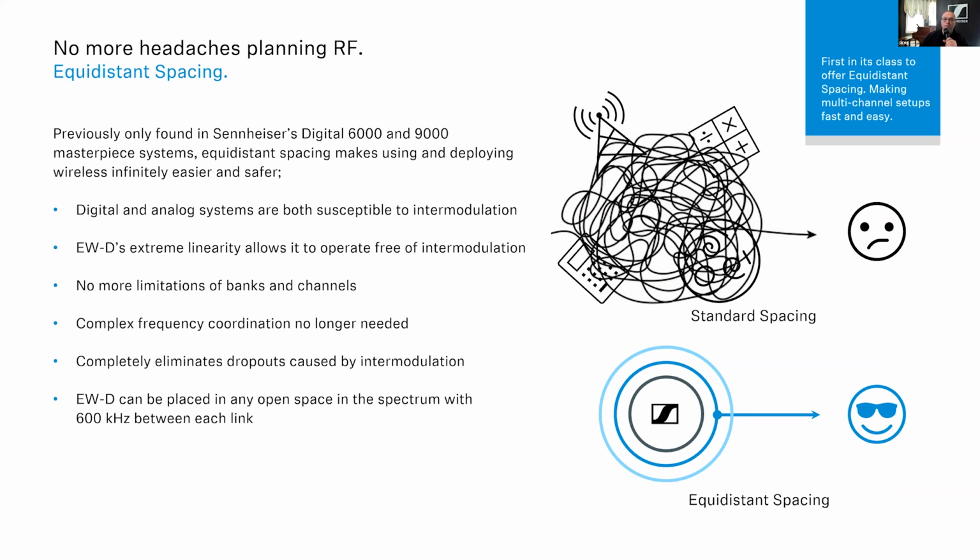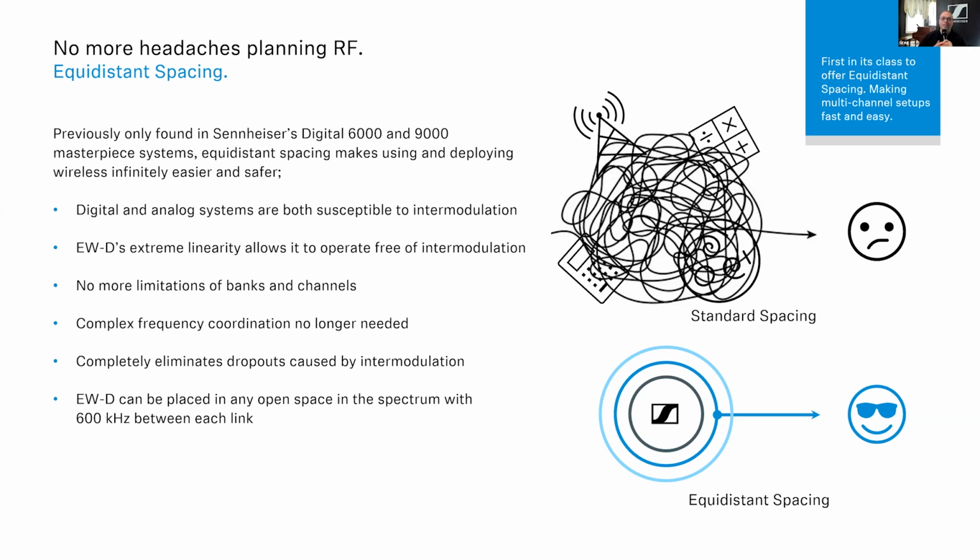So there is a lot of misconception out there that this has to do with digital versus analog, and that is not true. Both digital and analog systems are equally susceptible to intermodulation. Digital 6000, 9000, and new Evolution Wireless Digital are intermodulation free. So that's a very big thing that we want to make sure of. It doesn't really have anything to do with it being a digital system, and it really has to do with its extreme linearity, which we'll talk about here in a few minutes.